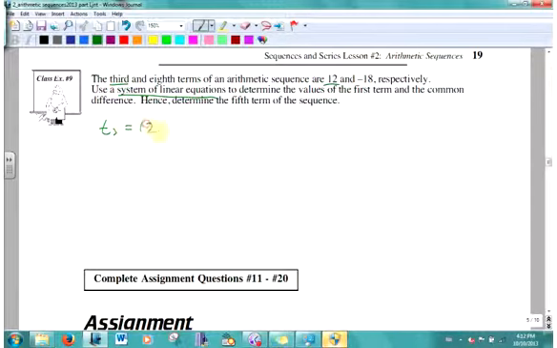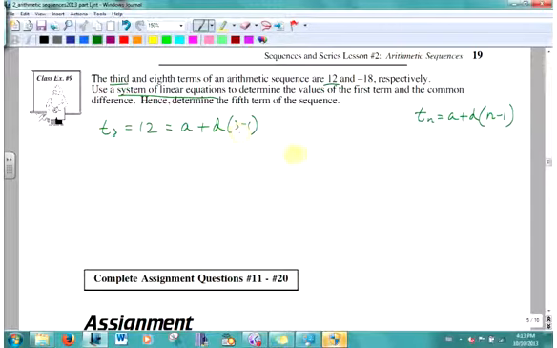T3 is 12. Okay, here's my formula just so we can visualize. Let's put D out front. Alright, what do I know? That's T3. What does that mean? N is 3. Do I know A? No, I don't. Do I know D? No. But N is 3, right? Because this is T3. So I'll just write it out like that.